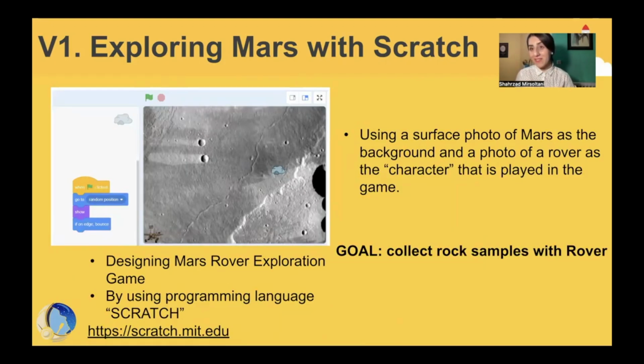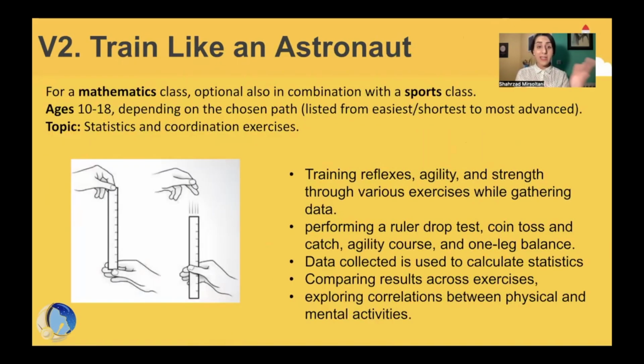Imagine that your students have the chance to use a real surface photo of Mars in the background, and then you can use a rover there, and this rover will start collecting samples, just like a real rover. Remember the Curiosity rover or Perseverance rover, which are doing the sampling on Mars right now. Your students, using this toolkit, Scratch and programming, can have a similar experience too.